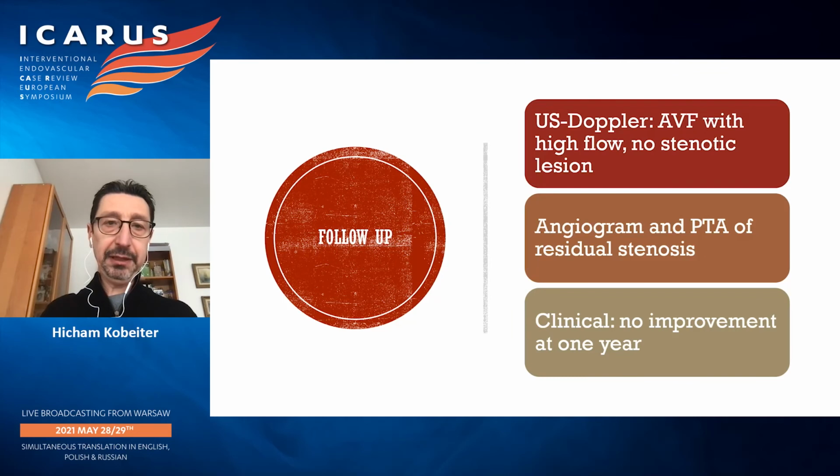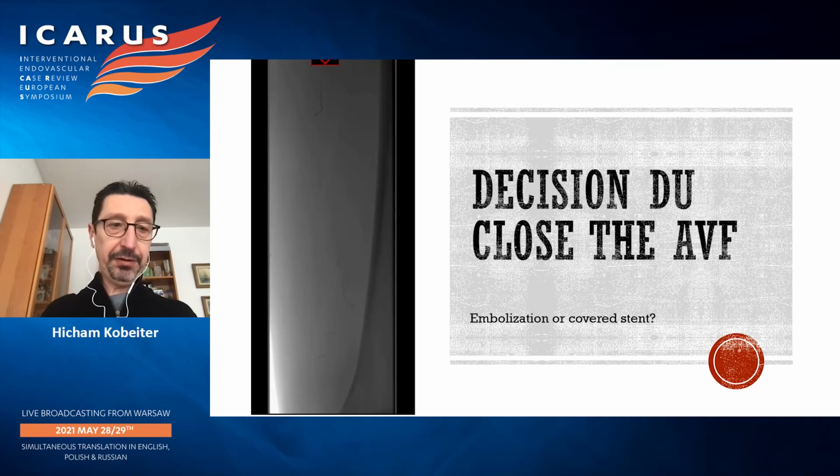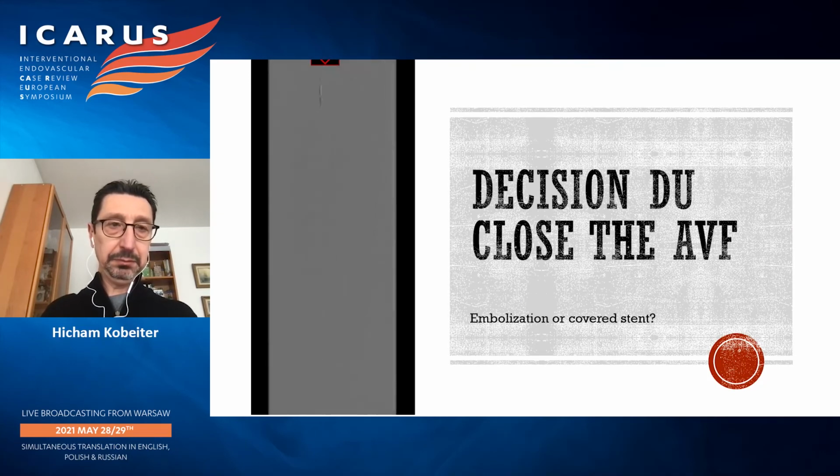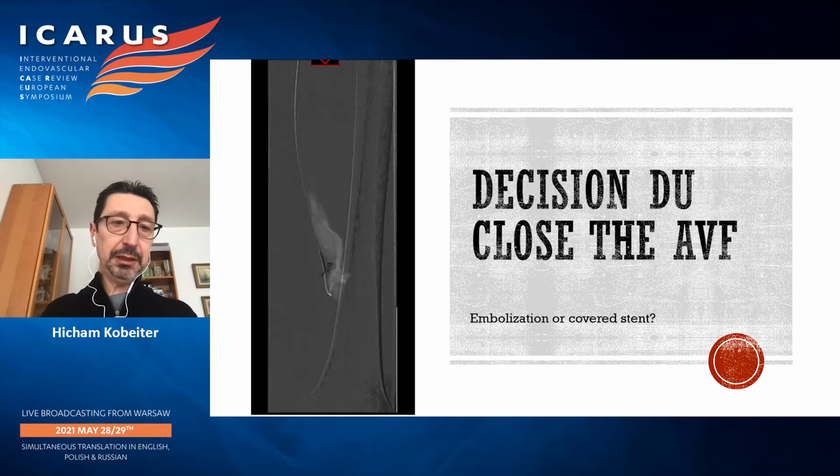It was confirmed by ultrasound Doppler, and there was no stenotic lesion. So we decided to do another angiogram. And here's the angiogram. Here we see there's a high flow AV fistula between the artery and the vein, and we did succeed in catheterizing this fistula, but it was very difficult to put any type of coil or embolization material because the flow was very important.